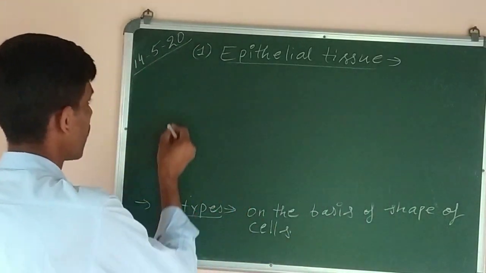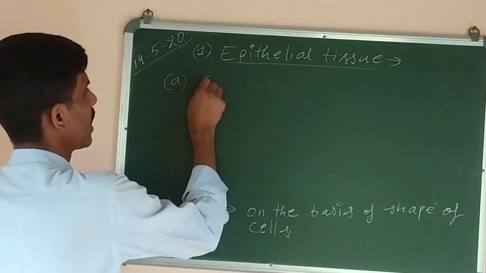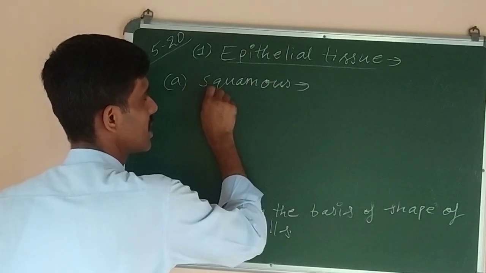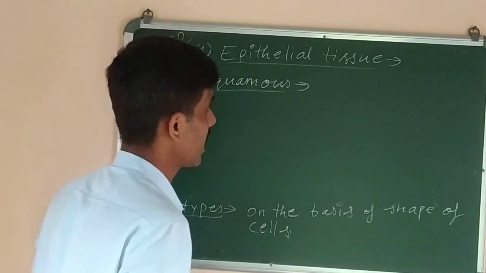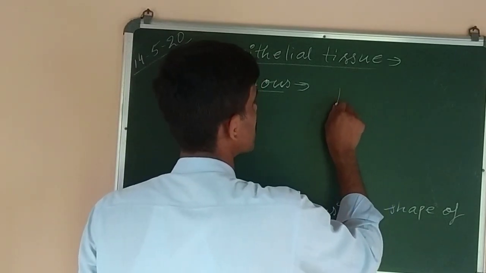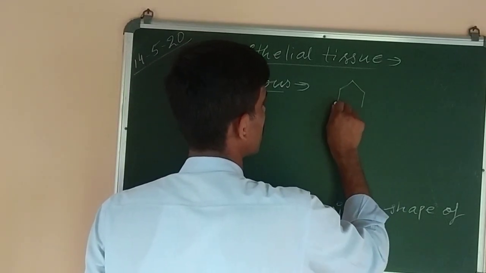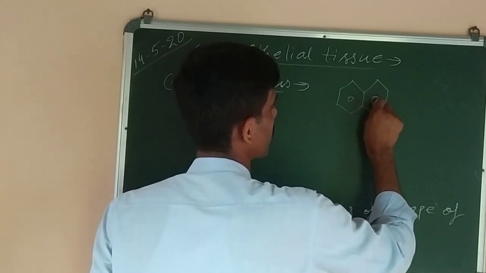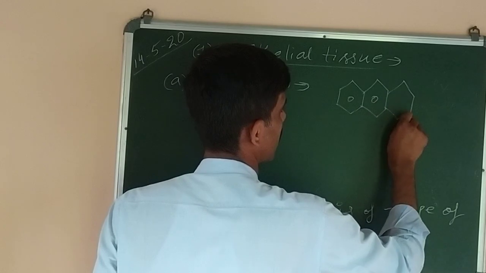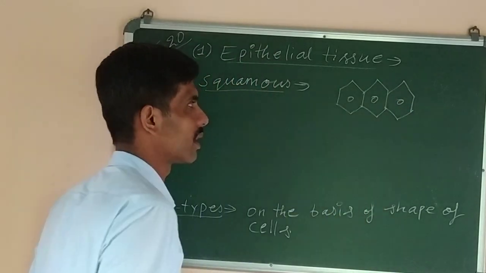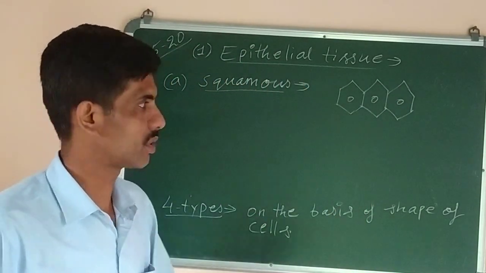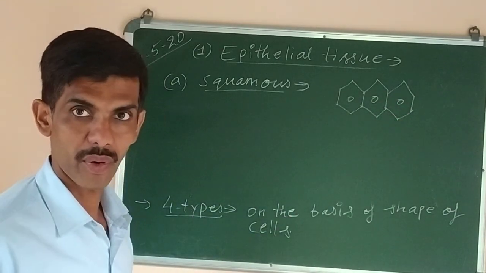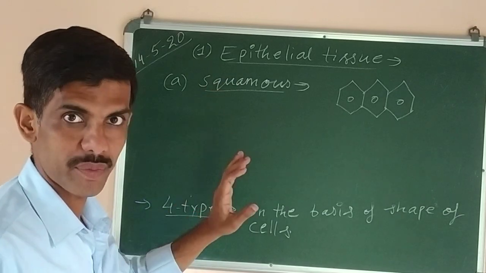Okay, number 1, or number A, we can write squamous epithelial tissue. It is made up of dead flat cells. The cells are dead and they appear like hexagonal, just like a hexagon, like this. Hexagonal shaped cells, just like the tiles of a floor, mosaic. They are fitted in this way in the squamous epithelial tissue. This is the nucleus, this is the cytoplasm. They appear just like the pavement of a floor, squamous epithelial tissue.